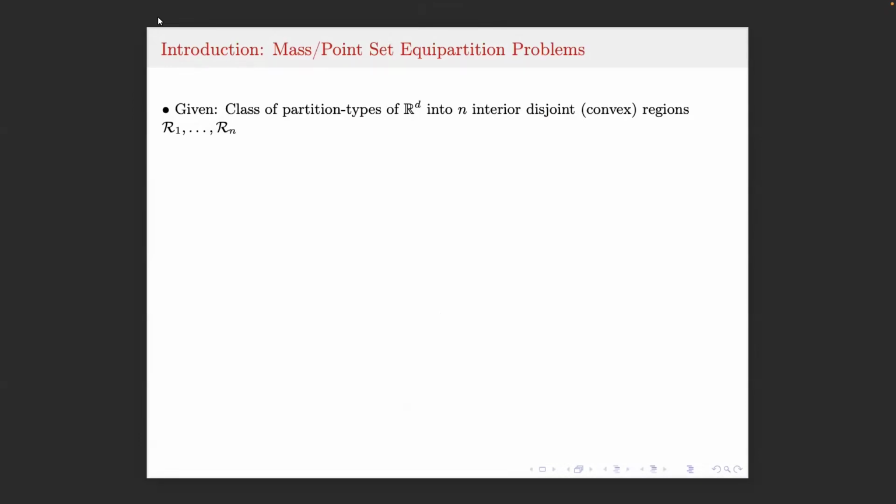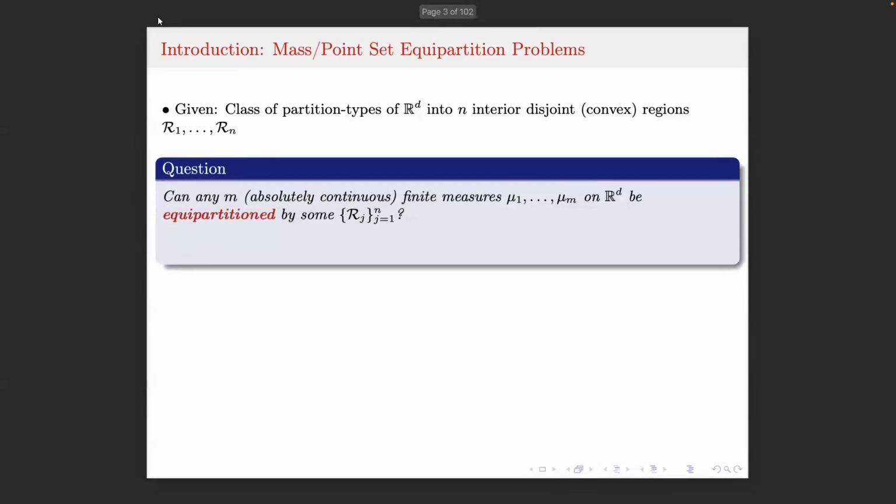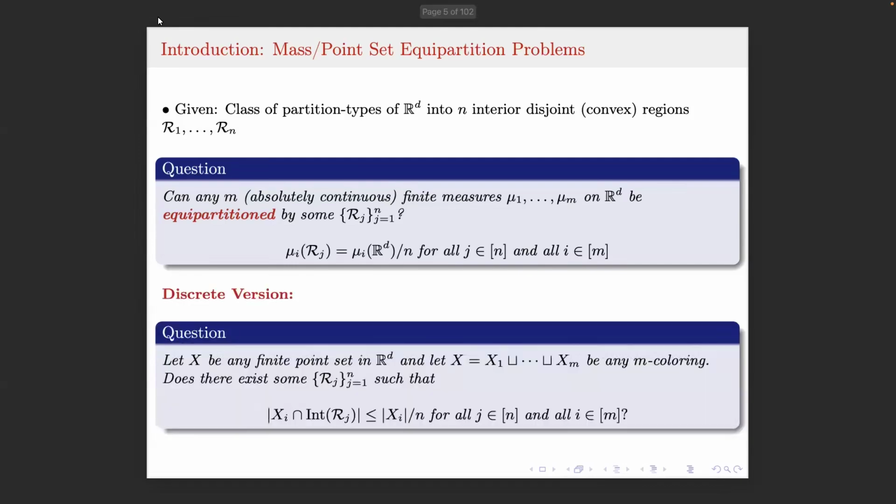So the general situation is you're given a class of partition types of R^d, usually into interior-disjoint convex regions. I'll call them R1 through Rn. And then the question is, if you give me any m, say, finite measures on R^d, say absolutely continuous with respect to the Lebesgue measure, can they be equipartitioned by one of these partition types? By that, we mean that for each measure, the measure of the jth region is an equal fraction of the total measure, in other words, the total measure over n. And this should hold for every region in your partition and every measure under consideration.